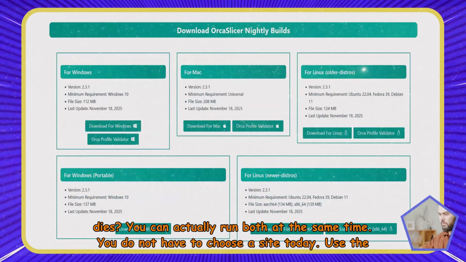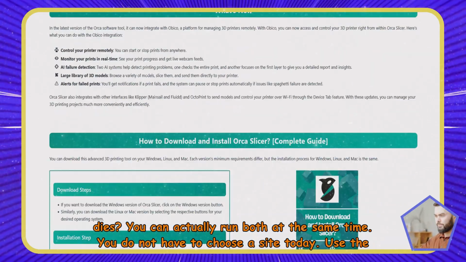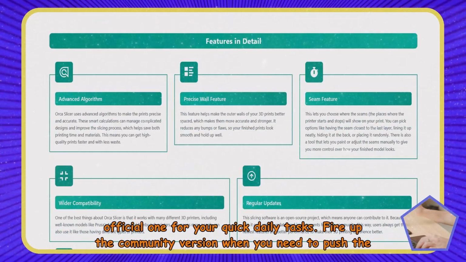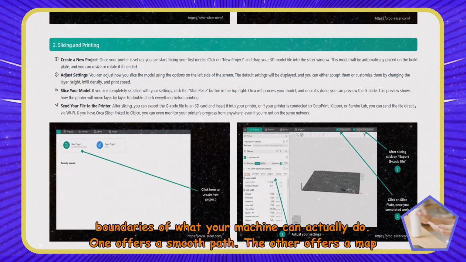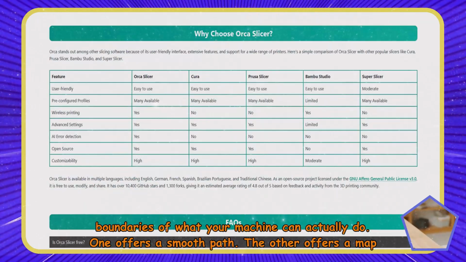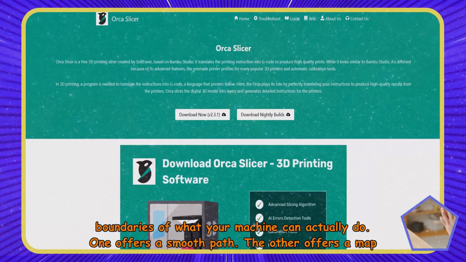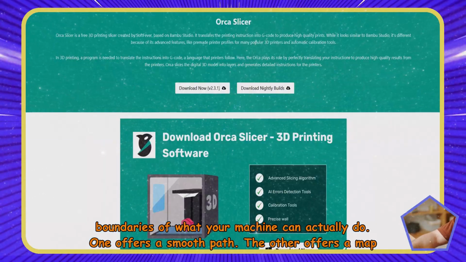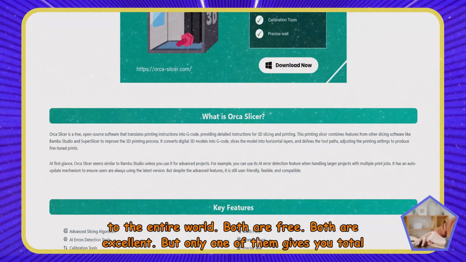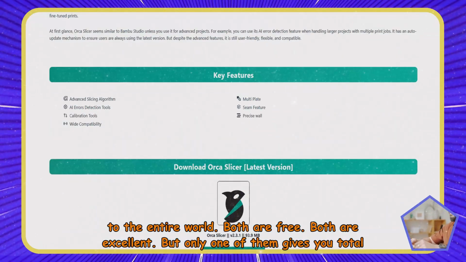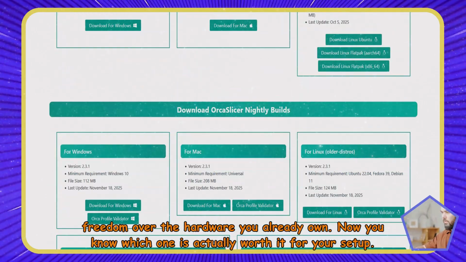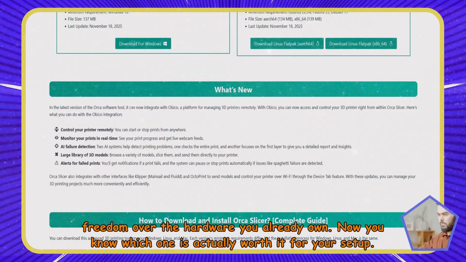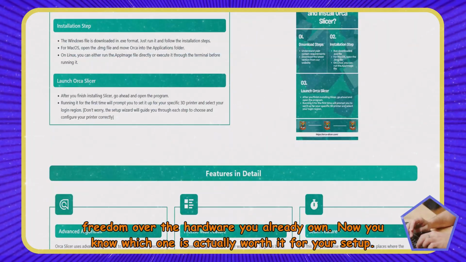You do not have to choose a side today. Use the official one for your quick daily tasks. Fire up the community version when you need to push the boundaries of what your machine can actually do. One offers a smooth path. The other offers a map to the entire world. Both are free. Both are excellent. But only one of them gives you total freedom over the hardware you already own. Now you know which one is actually worth it for your setup.